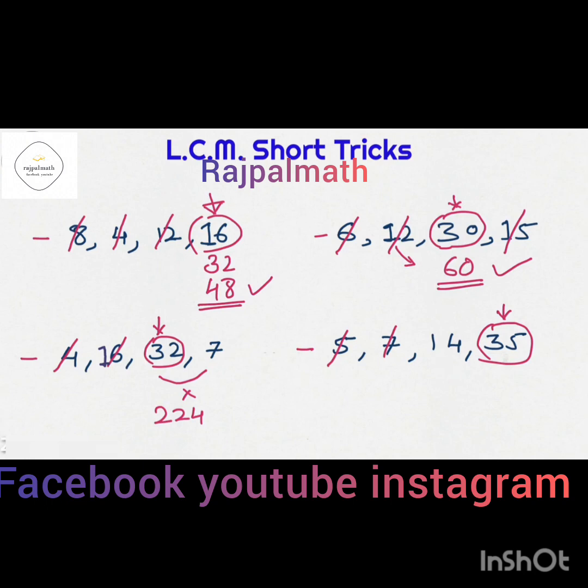So write down the table of 35. 35 into 2 is 70. So 70 is completely divisible by 14. So the answer is 70. You can solve it in another way as well.